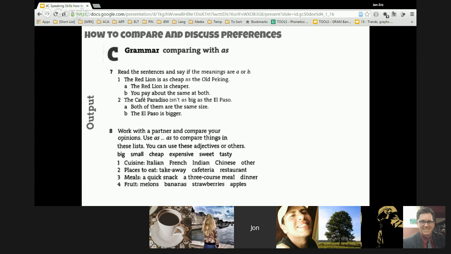Very good. Mr. David, let me hear one from you. Well, I can say maybe that a quick snack isn't as big as a 3-course meal. That's true, can't argue with that. A quick snack is not as big as a 3-course meal. So don't order a 3-course meal if you just want a quick snack. Fantastic. We're on the right track.